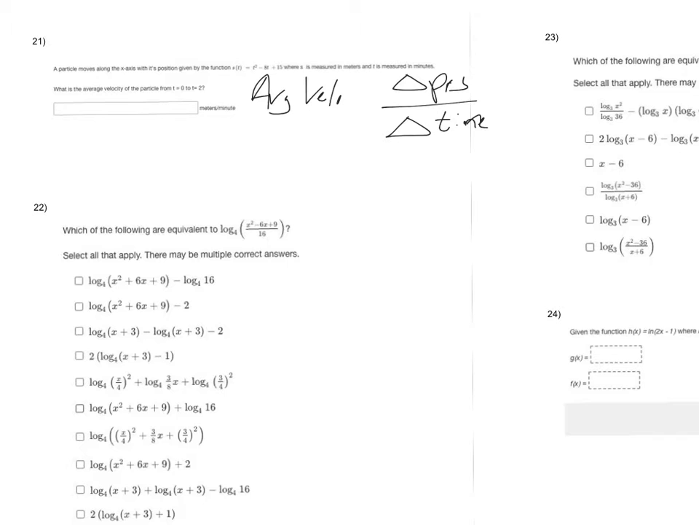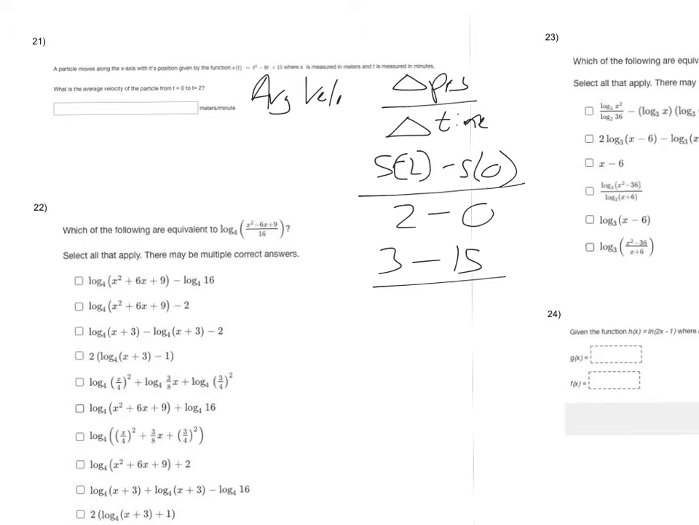Well, we just need to plug some stuff in. So I need to know, what is my change in position? Well, my change in position should just be my position at the end minus my initial position. And then my change in time is, of course, my ending time minus my starting time. If I plug in 2, if my math is correct here, I get 3. So my position when time equals 2 is 3. My initial position when time equals 0, if I plug 0 into that function, is 15. And then over 2 minus 0, simplify that, and we get negative 6.